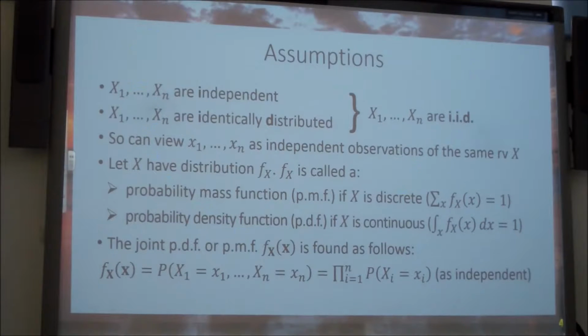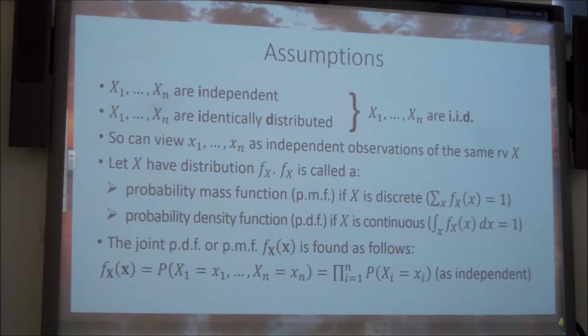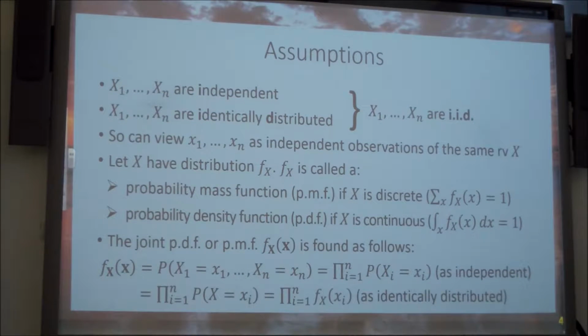Probability that each random variable equals the observed value, and then because they're identically distributed, this is just the same as the product that each random variable, that x is xi because they all have the same distribution, and then we can say this is the product from i equals 1 to n of fx of xi because we said the distribution of x we can write as fx.